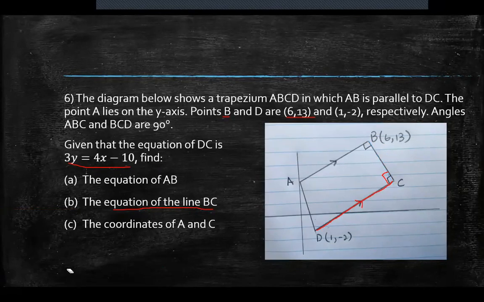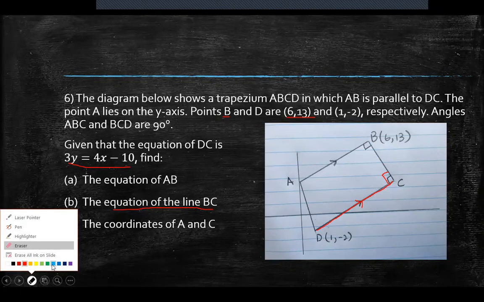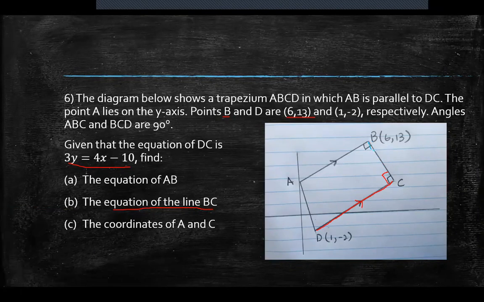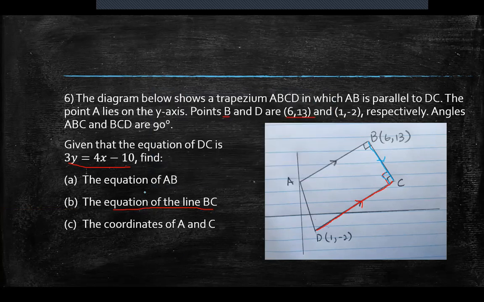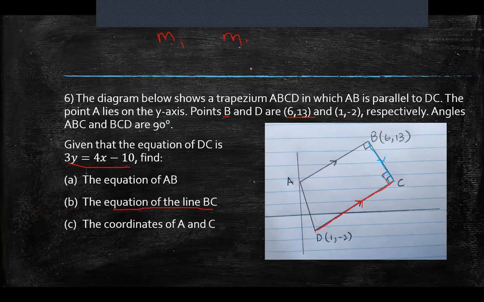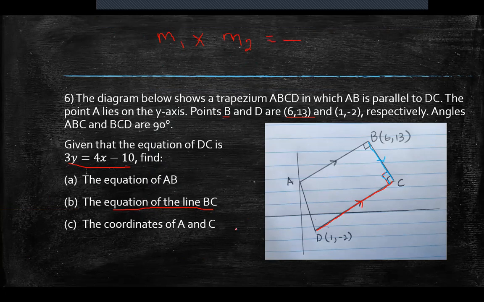Can you agree with that? The lines BC and DC are perpendicular. Yes, miss. Exactly. And we know when lines are perpendicular, their gradients: I'll call the gradient of the line BC M1, and the gradient of the line DC M2. We know that for perpendicular lines, the product of their gradients is equal to -1.